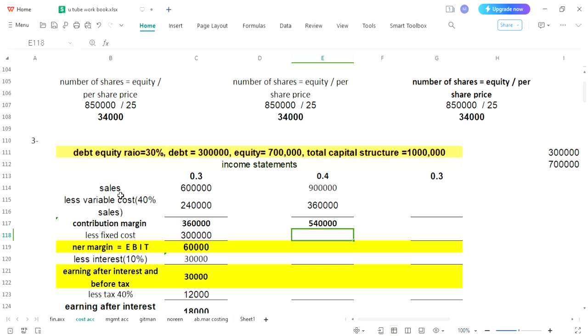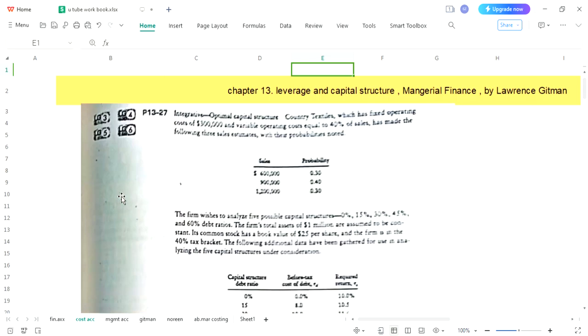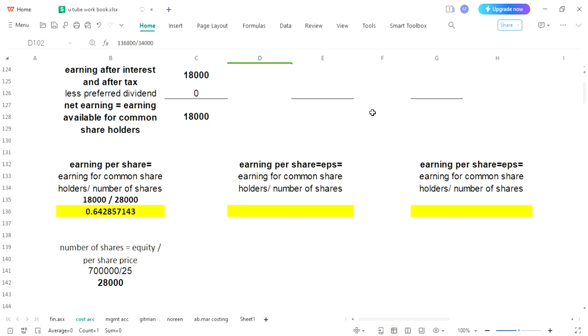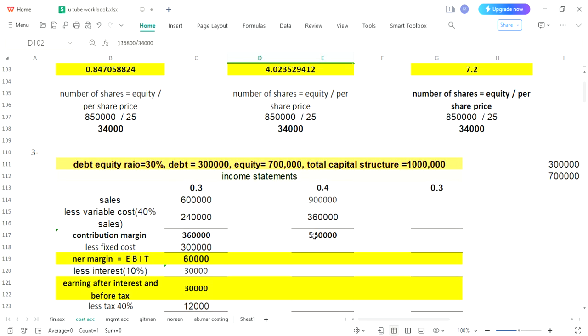Now fixed cost, it would remain the same for every part. Look over here, 3 lakh. It was your fixed cost. No matter what percentage is, what portion of question we are doing, fixed cost will never be altered. It would remain the same in a particular period of time. EBIT is calculated by subtracting fixed cost from contribution margin. 5,40,000 is your contribution margin, and you will subtract your fixed cost, which is 3 lakh.